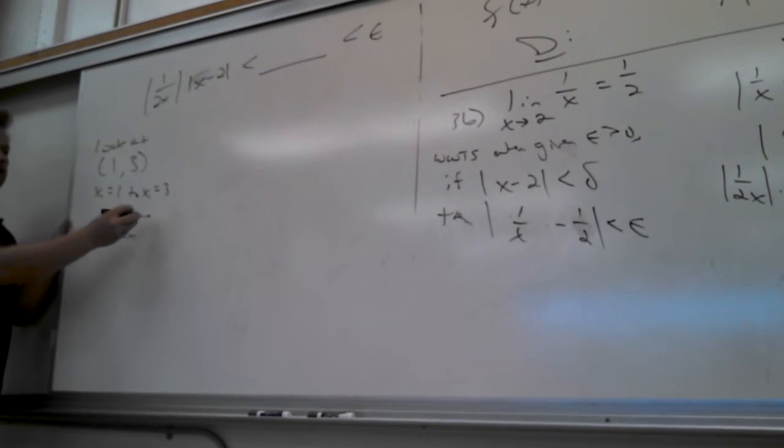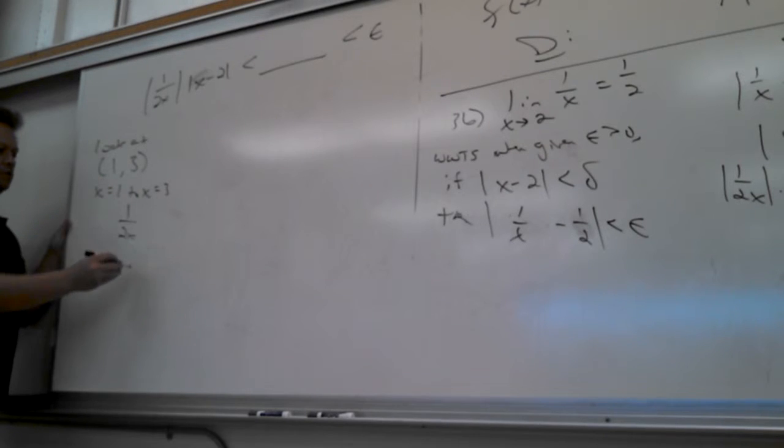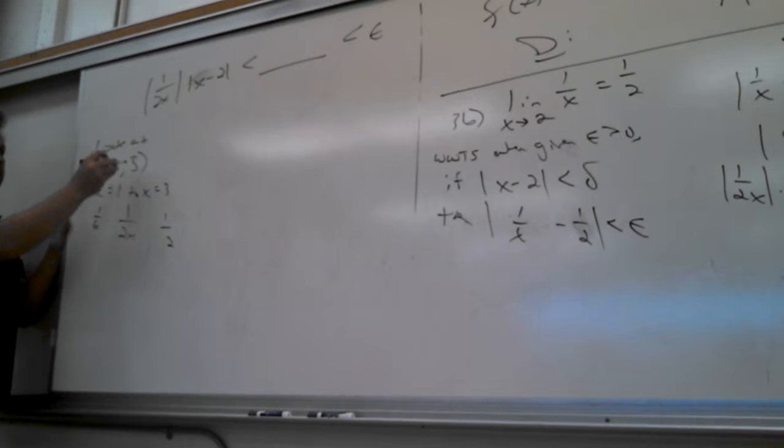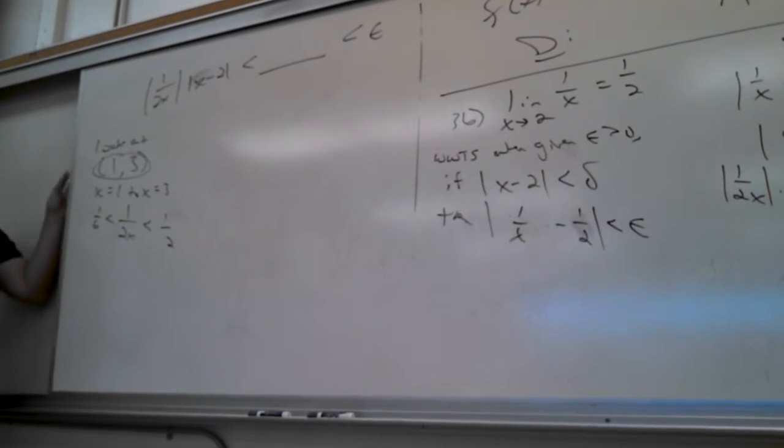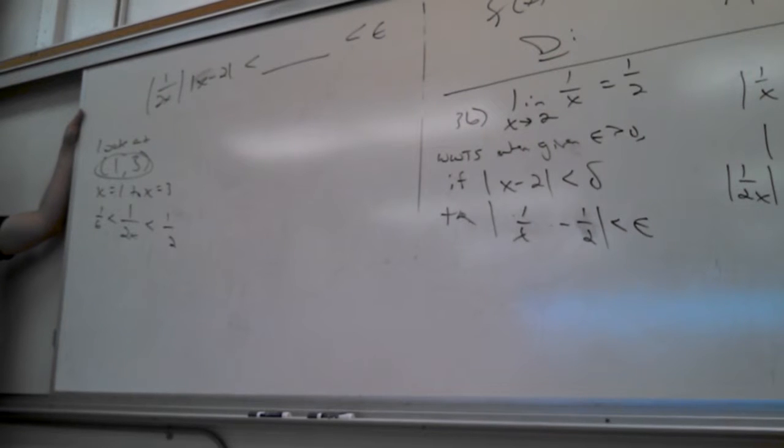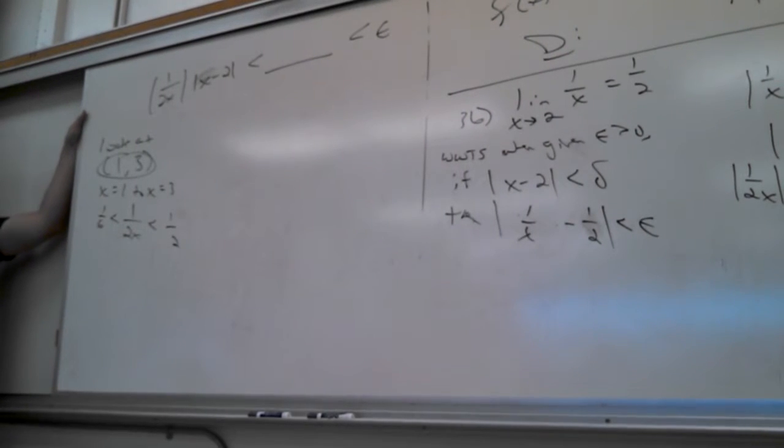So at 1, what is it? 1/2. Yeah, so at 1 it's 1/2. And at 3 it's... So on this interval, 1 over 2x is between those 2 values, right? Let me stop there for a second. Let me let you absorb.